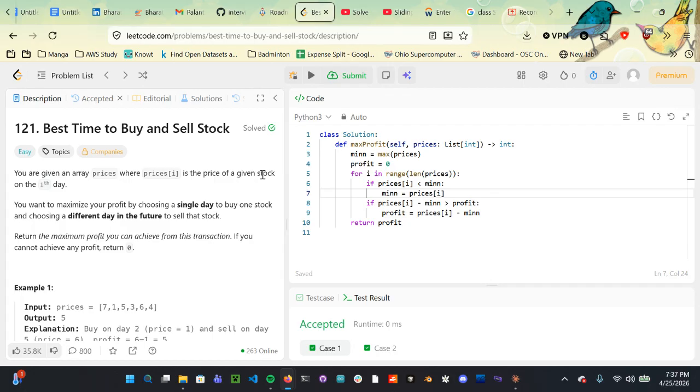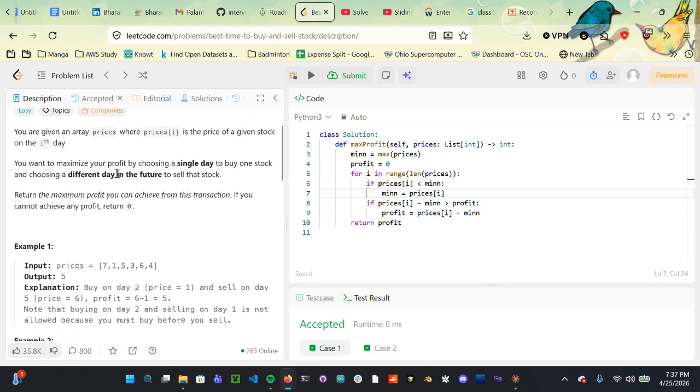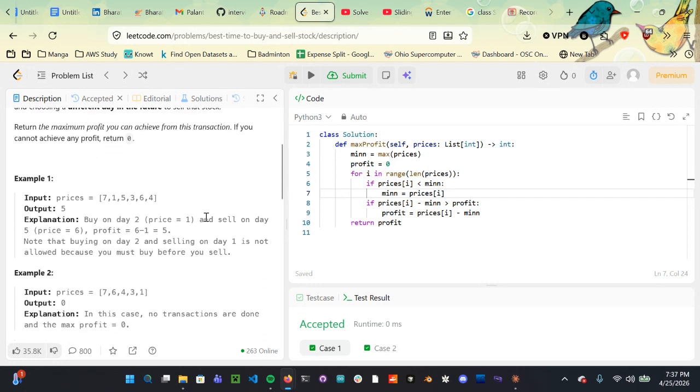So we're given an array or a list of prices where prices at index i is the price of a given stock on that given day, on that index's day. You want to maximize your profit by buying low and selling high, and you want to return the maximum profit you get from this transaction. If you cannot achieve any profit, then you return zero.